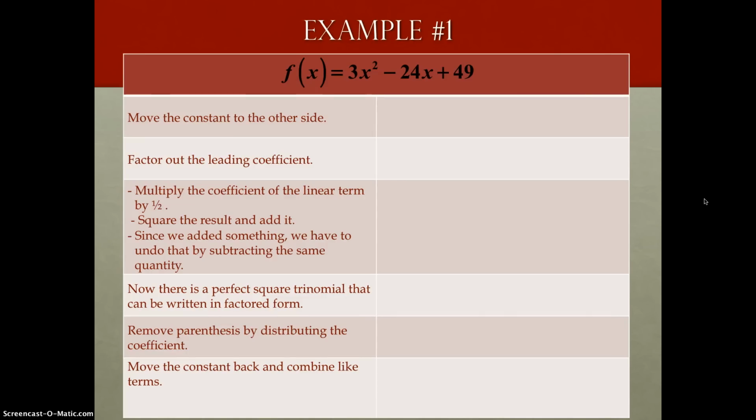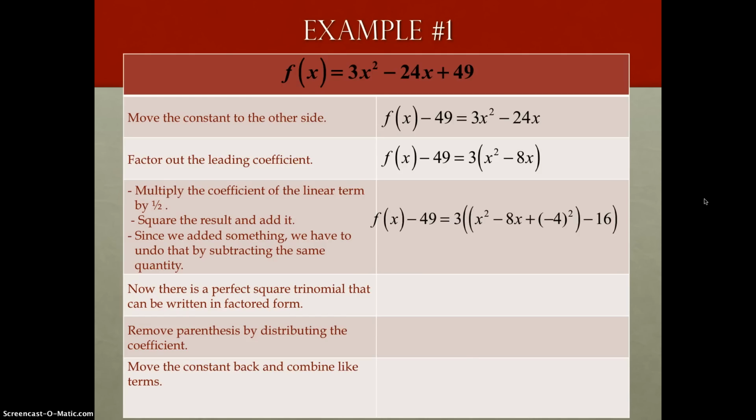So if we have 3x squared minus 24x plus 49, the first thing we need to do is move that constant to the other side. So we'll then have f of x minus 49 equals 3x squared minus 24x. We also need to factor out the leading coefficient, which in this case is 3. So if I factor a 3 out, I will get 3 times the quantity x squared minus 8x. We're just going to ignore that 49 that we moved over for a little while. So remember how we talked about a perfect square trinomial is created when half of the middle term squared gives us the constant term. So we are going to create a perfect square trinomial in order to get this into vertex form.